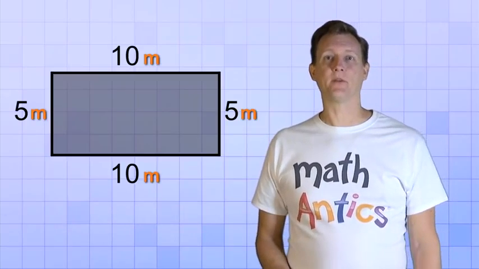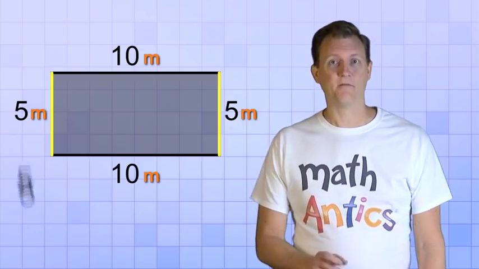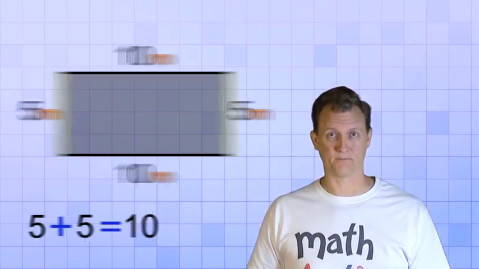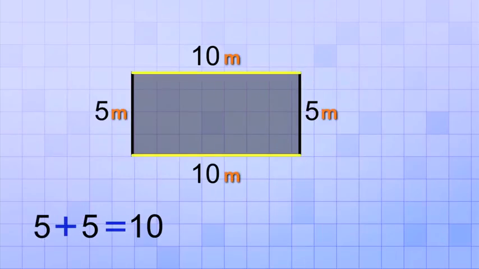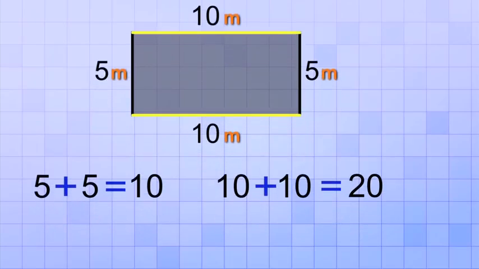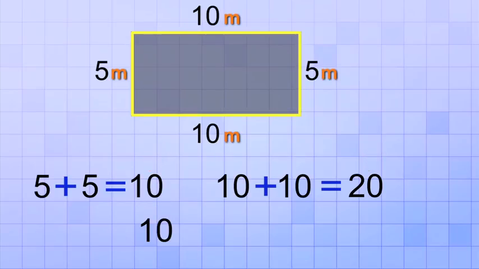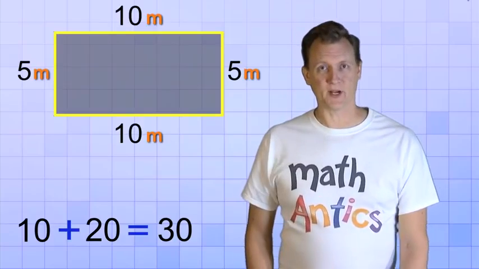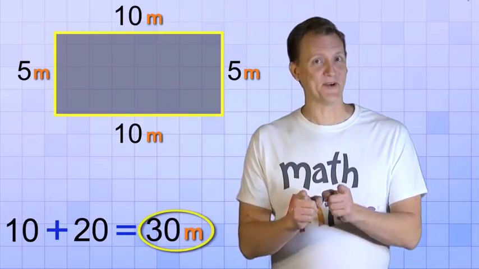And I think I'll add up the 2 short sides first. 5 plus 5 equals 10. Next, I'll add up the 2 longer sides. 10 plus 10 equals 20. And now, if I add up those 2 answers, I'll get the total for all 4 sides. 10 plus 20 equals 30. So, the perimeter of this rectangle is 30 meters.